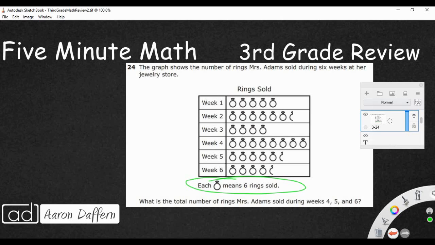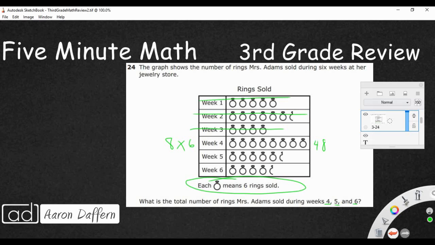So we've got a total number of rings, looking at just weeks 4, 5, and 6. So we can get rid of this. And these are groups of 6. So let's kind of do what we did on the bar graph. Let's just go up with our totals at the end in groups of 6. I'm going to skip count by 6s. I've got 6, 12, 18, 24, 30, 36, 42, 48. The reason I know that is because I've got 1, 2, 3, 4, 5, 6, 7, 8. 8 groups of 6 makes 48.